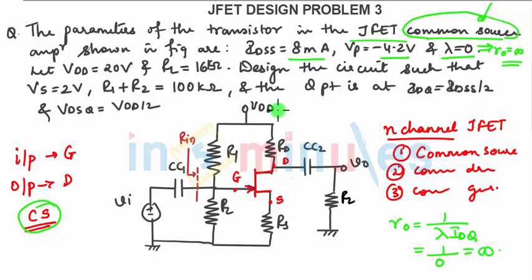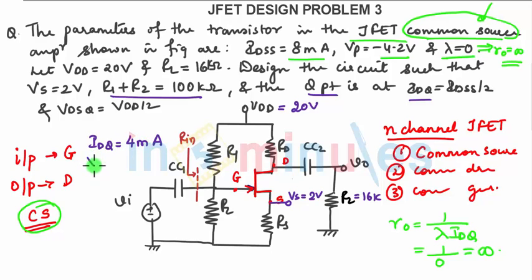Now the value of VDD is given as 20 volts in the question. RL is given as 16 kilo ohms, and they have told us to design the circuit such that the voltage at the source is 2 volts, with R1 plus R2 as 100k. At the Q point, IDQ is IDSS by 2. So what will be the value of IDQ? IDSS by 2, that is 4 milliamperes, and the value of VDSQ will be VDD by 2; VDD is given as 20, so this will be 10 volts. So we need to use these two values.